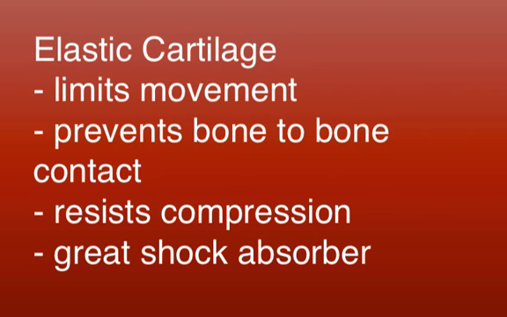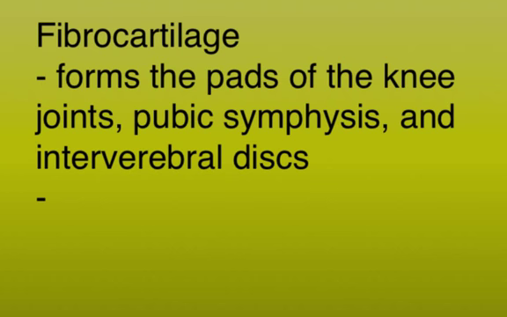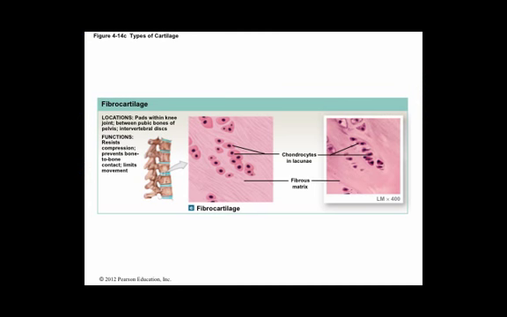Fibrocartilage or fibrous cartilage limits movement and prevents bone-to-bone contact. It resists compression and makes a great shock absorber. Fibrocartilage forms the pads in the knee joints. It also is found between the pubic bones at the pubic symphysis. Fibrocartilage also makes up the bulk of the intervertebral discs. Fibrocartilage contains fine collagen fibers arranged in layered arrays.